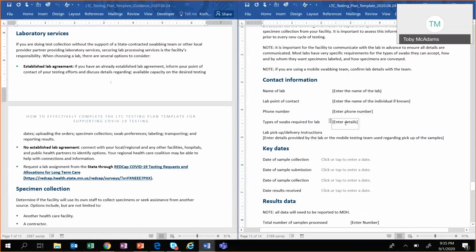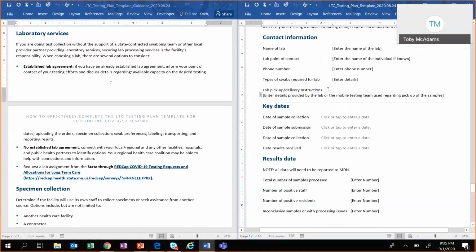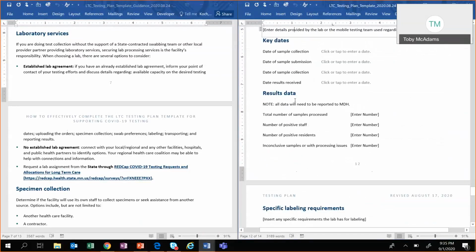That becomes really important because labs have their own processing specimens, and you want to make sure that the swabbing media that you have is appropriate and acceptable for this lab. And then you're going to want to indicate any pickup or delivery instructions on behalf of what the lab has stated. The next section is all about dates, date of sample collection, date of submission, the date results were received, which leads us to the following section.